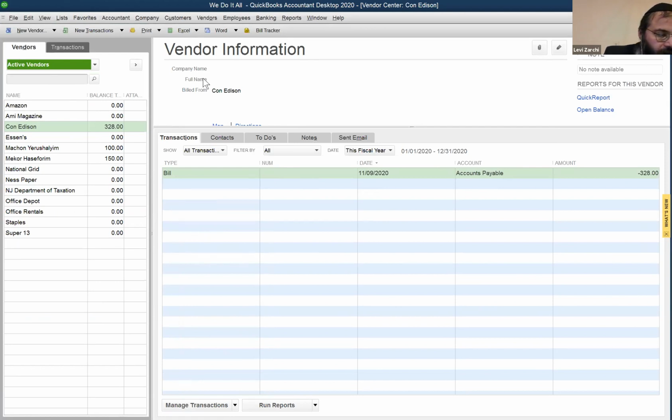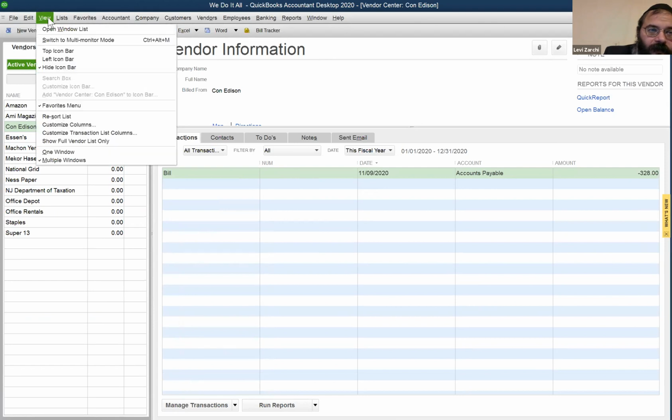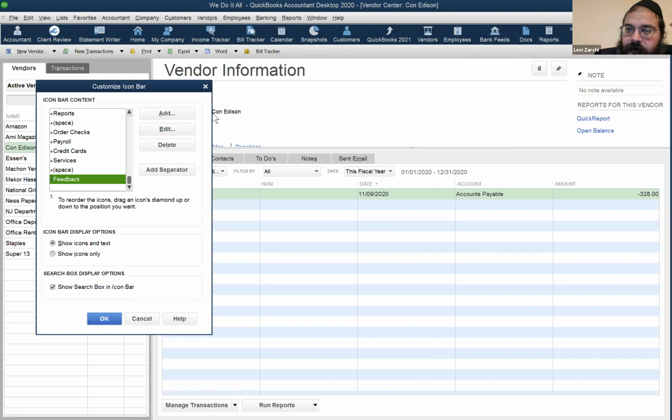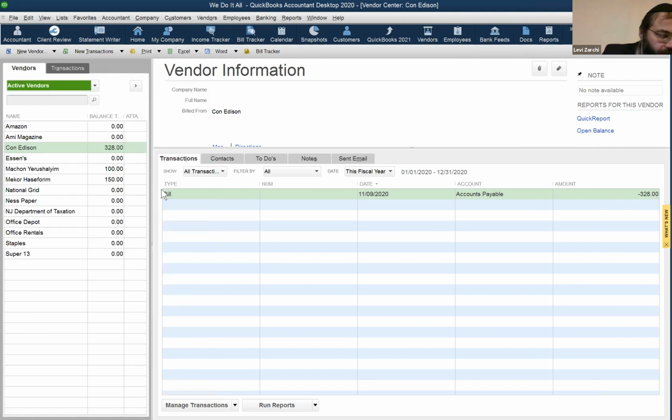Besides the icon bar, we can also have customize icon bar. When you have the top icon bar, we could shift things around. You could drag. You could open up and customize the icon bar. You could remove, delete certain icons from the top. That's as far as the view.